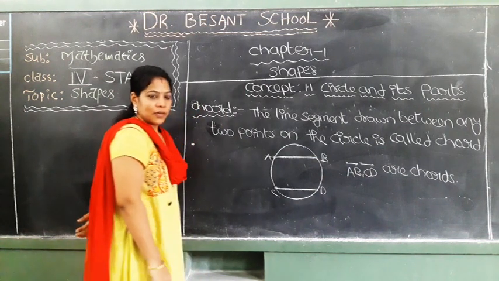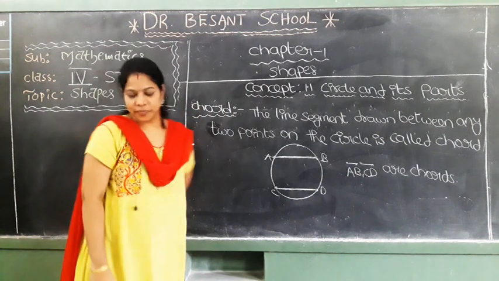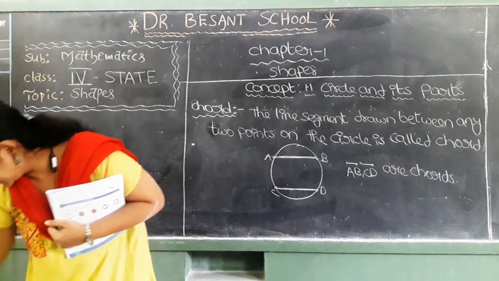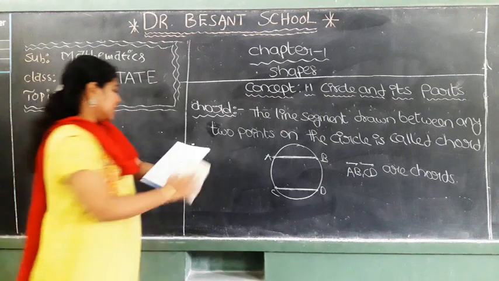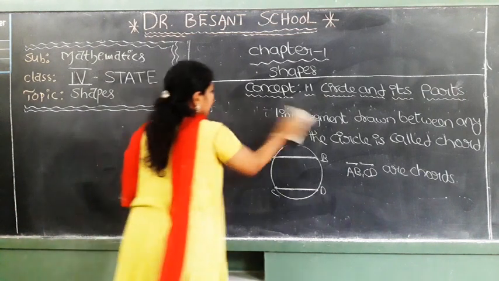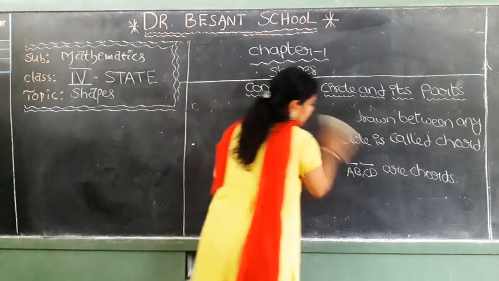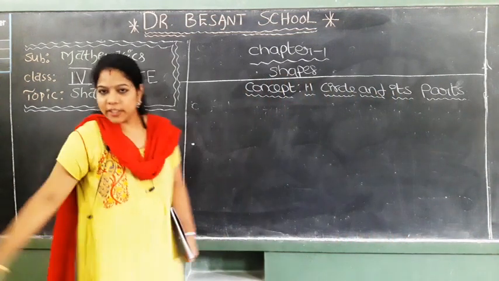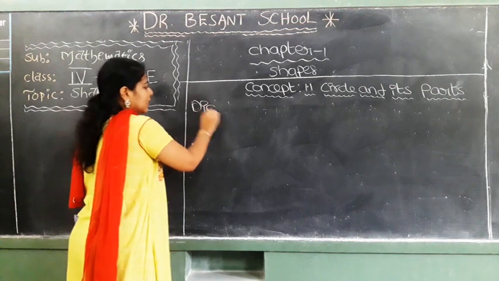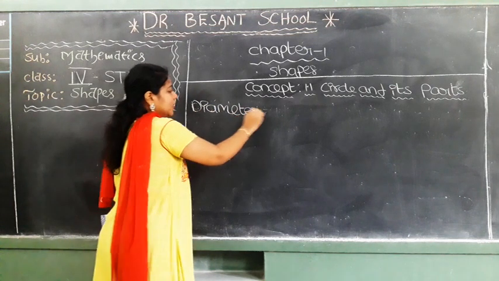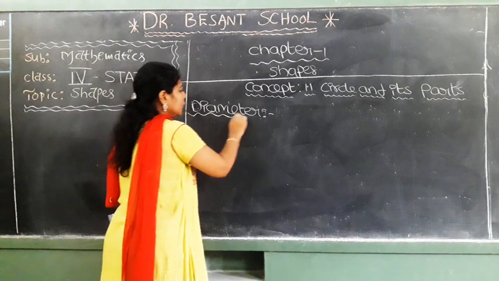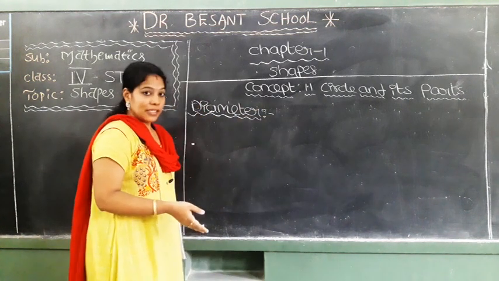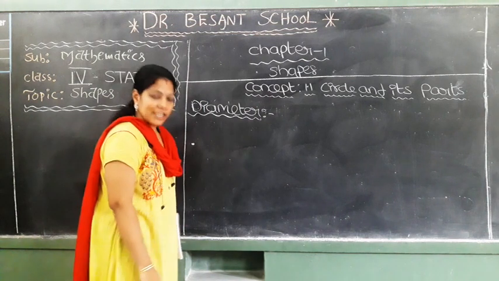Okay? Shall I go for the next? Good. What is the next topic? Diameter. Next topic is diameter. We already learnt about the diameter. What is diameter? The line segment drawn between 2 points on the circle that passes through the center is called as diameter.